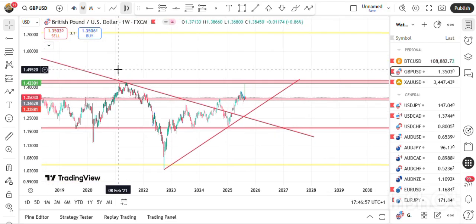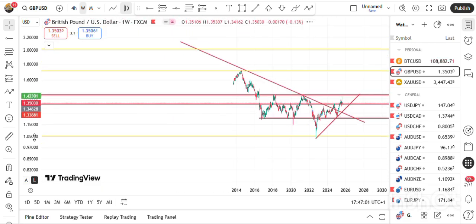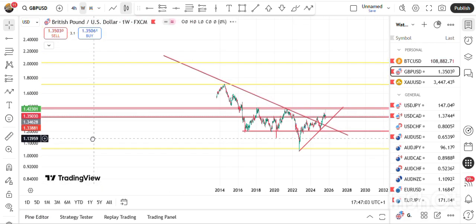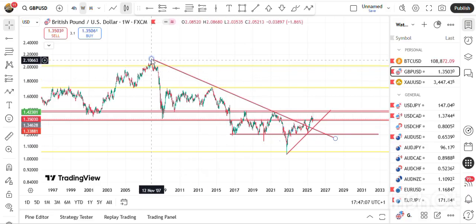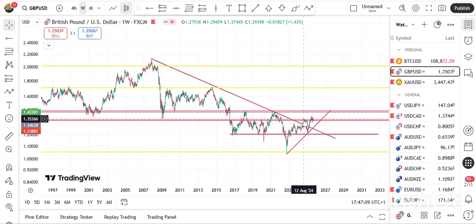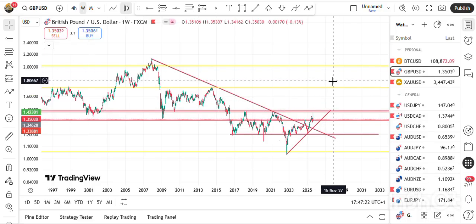So it has broken this long-term downward trend line here. It broke it here, came down, retested, and went up. So I have a very good feeling GBP USD is going to actually tap this level. 1.42 is going to actually tap there and possibly keep going upward and upward until it gets there.